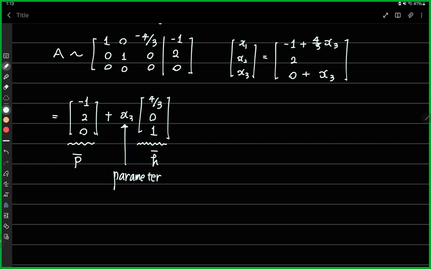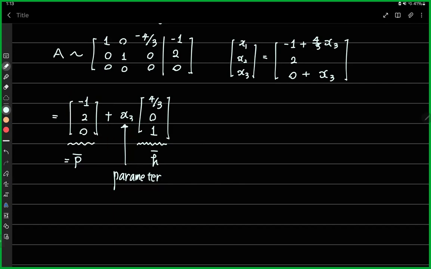So why just say P? Because this is actually a particular solution. Why is this a particular solution? I told you, when x3 equals 0, we get P, right? So that's why this is called a particular solution. In particular, we substitute a specific number, 0, into x3, and then we get this one. So this one is obtained when x3 equals 0 in particular.